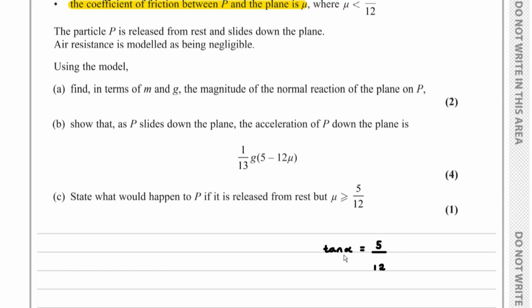If we know that tan alpha is equal to 5 over 12, constructing a right-angled triangle, the hypotenuse will equal 13, and that is using Pythagoras, and from this we can conclude sin alpha is equal to 5 over 13 and cos alpha is equal to 12 over 13.